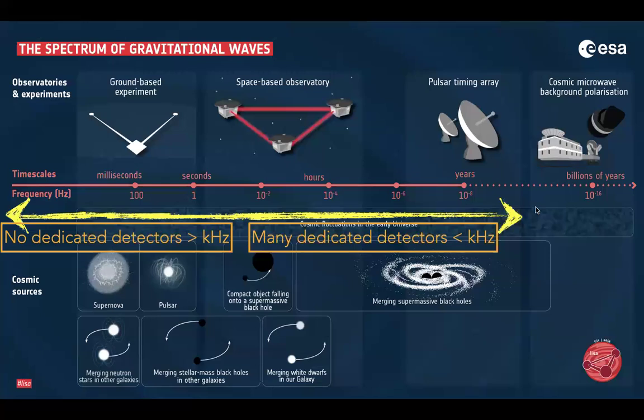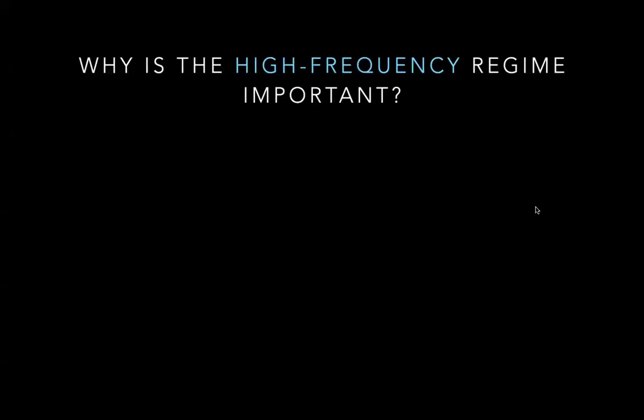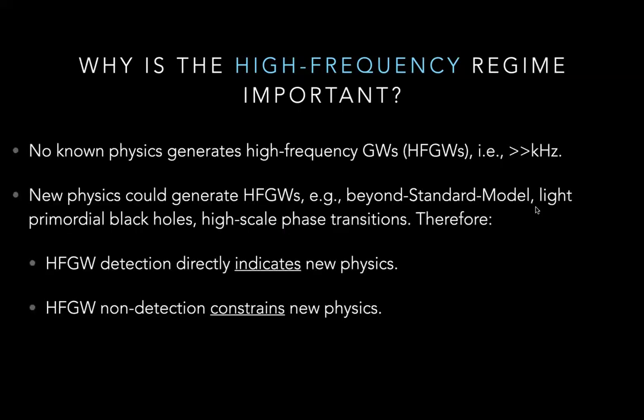But there actually is a lot of interesting stuff to be discovered potentially in the high frequency regime, very broadly defined to be just way above kilohertz. So the high frequency regime is important because the first thing is there is no existing mechanism in known physics, described by, let's say, the standard model of particle physics, that can produce gravitational waves above kilohertz. Anyways, that's one of the motivations for not building any dedicated detectors above that range.